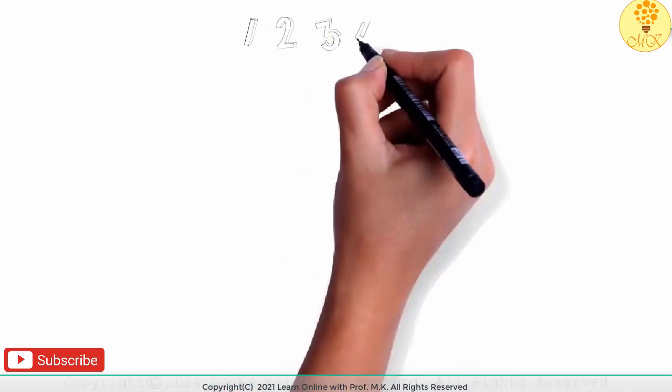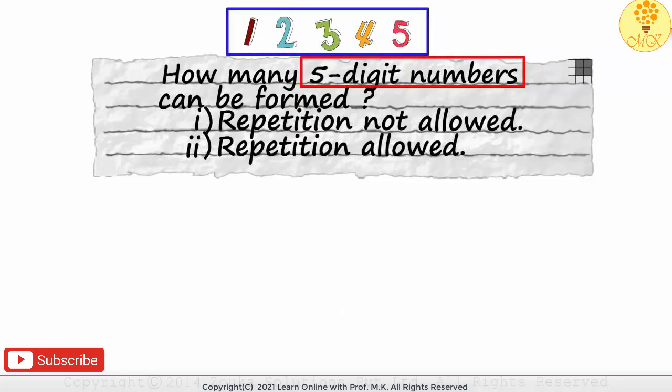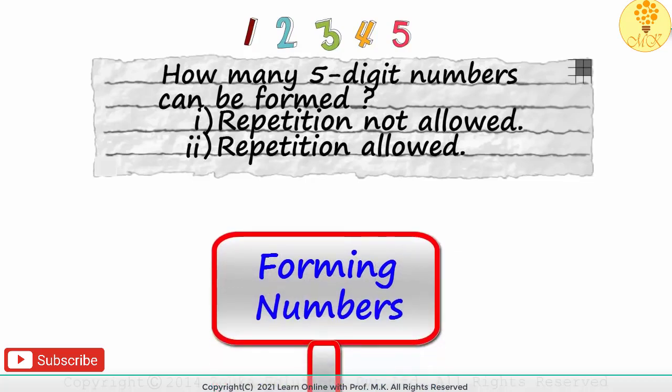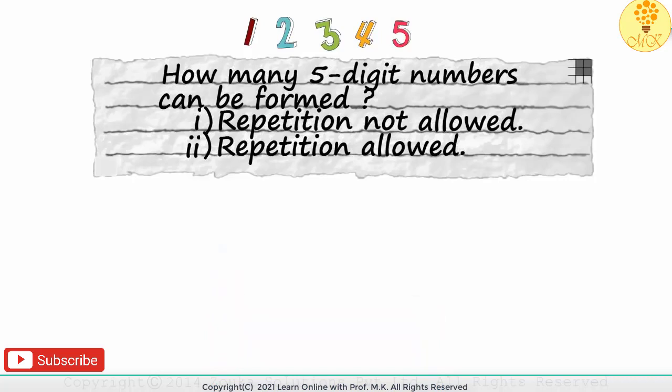1, 2, 3, 4 and 5 are the 5 digits given to us. And we have been asked this. How many 5-digit numbers can be formed using these 5 digits? And we need to figure this out for 2 cases. When repetition is not allowed and when repetition is allowed. If you haven't already, I strongly recommend that you go through our previous sessions based on forming numbers. It will help you understand the session much better.